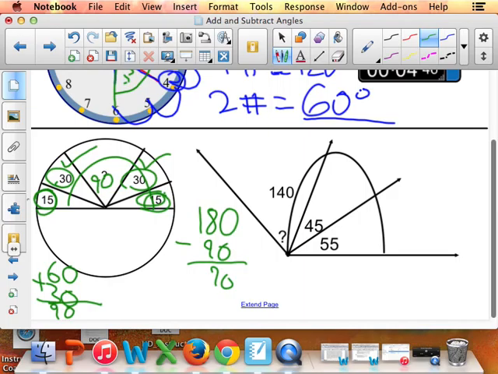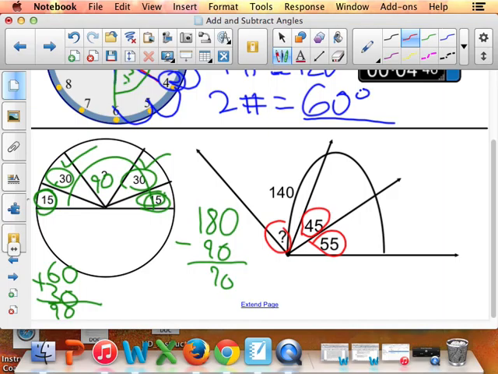All right, guys. We'll do this last one. The whole thing is 140 degrees. This piece is 55. This piece is 45. What would the missing piece be? What should we do first?